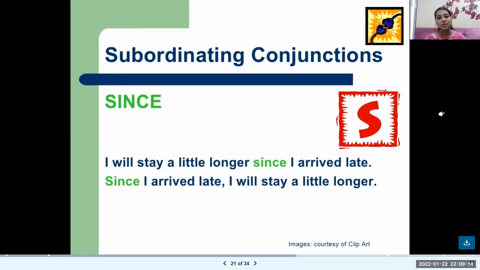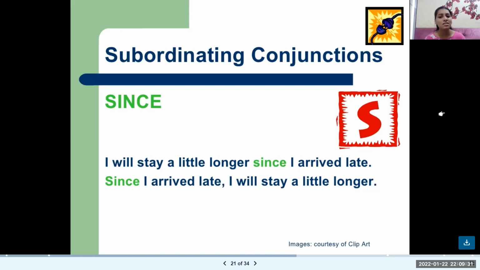So what is happening in this sentence? A person is saying that they will stay longer. Why will they stay longer? What is the reason? Because they arrived late, right? So I will stay longer since I arrived late. That is how it is used in a sentence.